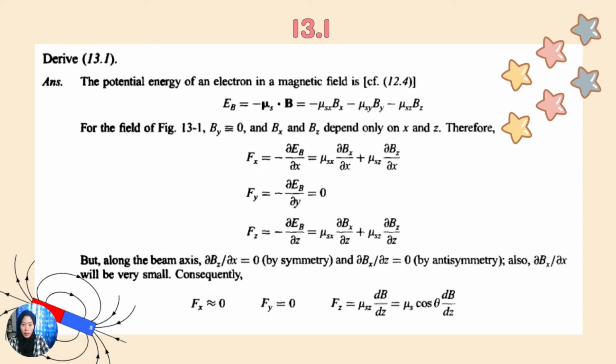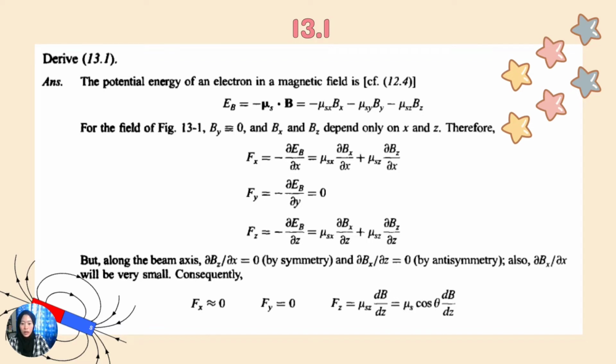dBz over dz. But along the beam axis, dBz over dx equals 0 because of symmetry, and dBx over dz equals 0 because of antisymmetry. Also, dBx over dx will be very small. Consequently, Fx equals 0, Fy equals 0. Therefore, we do get Fz equals mu_sz dB over dz, equals mu_s cos theta dB over dz.